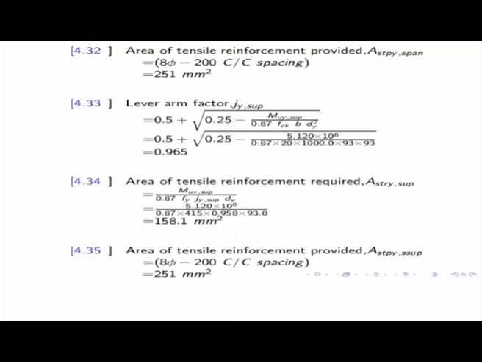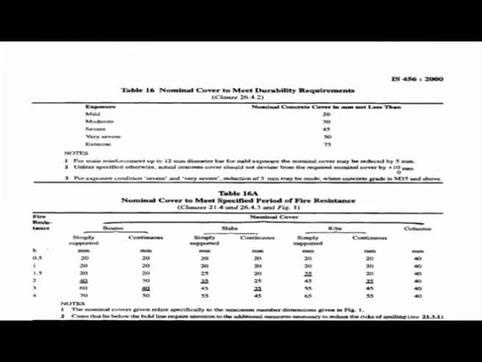Now this is how we calculate. The question now is how much is the minimum percentage of steel we shall provide? For that we go to the code and find out. So whatever we do here, we calculate on the basis of this.